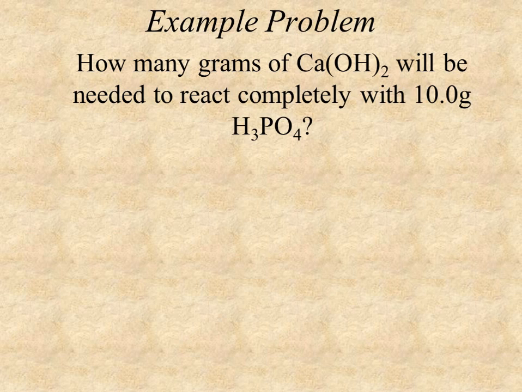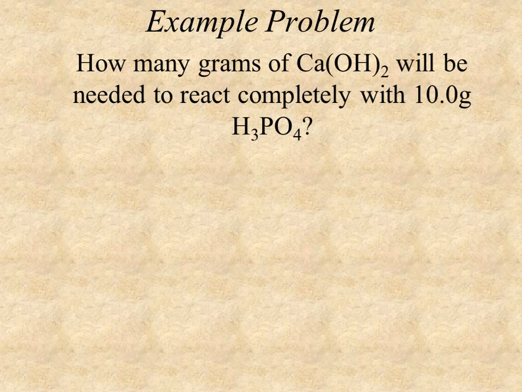In this example, we're asked how many grams of calcium hydroxide would be needed in order to completely use up a 10-gram sample of phosphoric acid. In this case, we are not provided with a balanced equation, so we need to take the fact that we are reacting calcium hydroxide and phosphoric acid, two compounds. And if we think about our different reaction types, this would suggest a double displacement reaction.